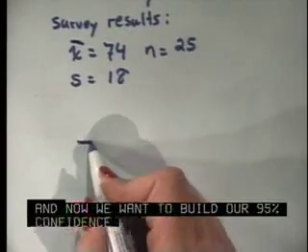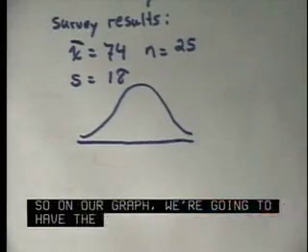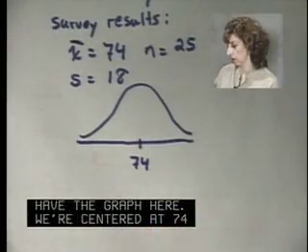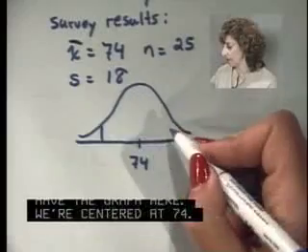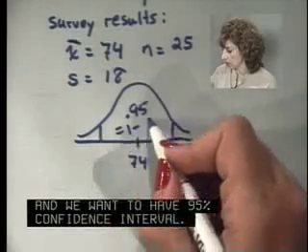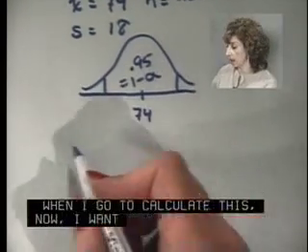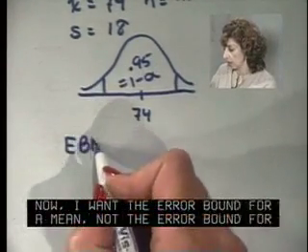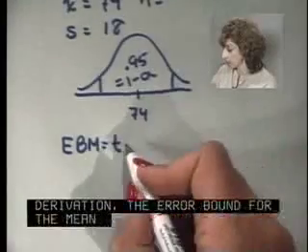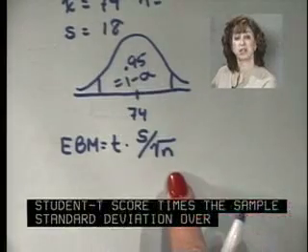So on our graph, we're going to have the graph here. We're centered at 74. And we want to have a 95% confidence interval. When I go to calculate this now, I want the error bound for a mean, not the error bound for a proportion. And you can read in the text the derivation. The error bound for the mean now will be the student t-score times the sample standard deviation over the square root of n, which is how many you're averaging together.